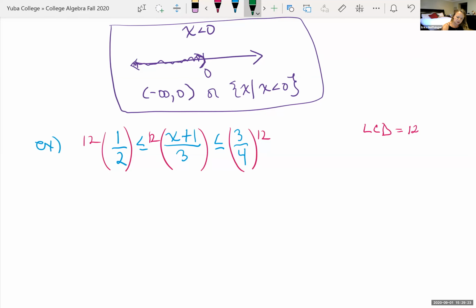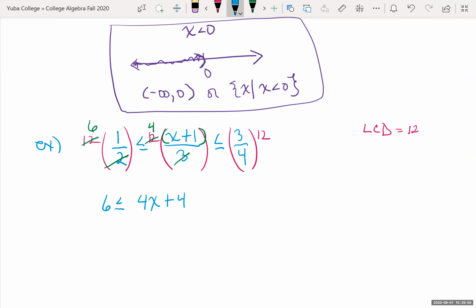And then start canceling what they have in common in the numerator and denominator. So 2 goes into 12 6 times. And so we're left with 6 is less than or equal to. And then over here, 3 goes into 12 4 times. So technically we need to distribute that 4 to the x plus 1. So let's distribute it and rewrite it. So that would give us 4x plus 4. And then this is less than or equal to, 4 goes into 12 3 times. So we're left with 3 times 3, which is 9.